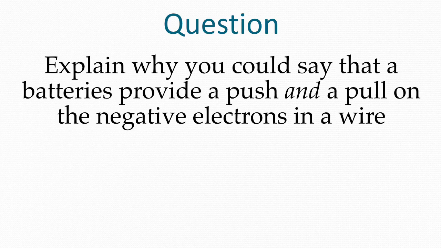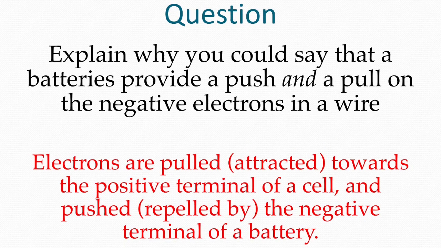I'd now like you to write a sentence in your own words explaining why a battery could be said to provide a push and a pull on negative electrons in the wire. Pause the video now while you write it. An electron would be pulled towards the positive terminal and pushed away from the negative terminal.